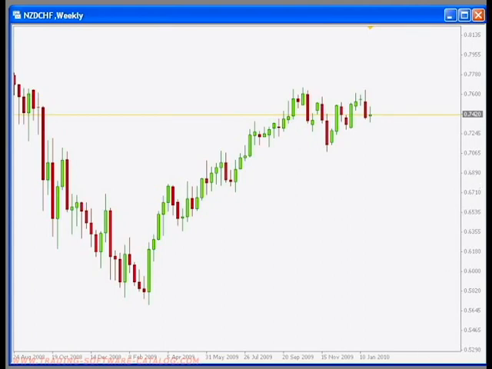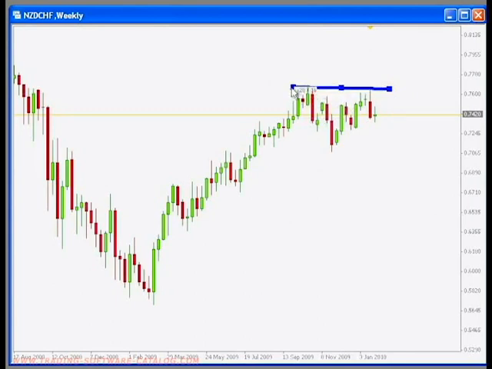Well, if we wait for price to actually break, whoops, sorry about that. Just let me be accurate with my trend lines. You don't want to be sloppy with your trend lines, guys. You want to be rather accurate with them. All right.